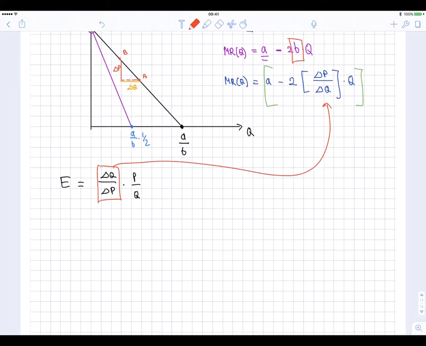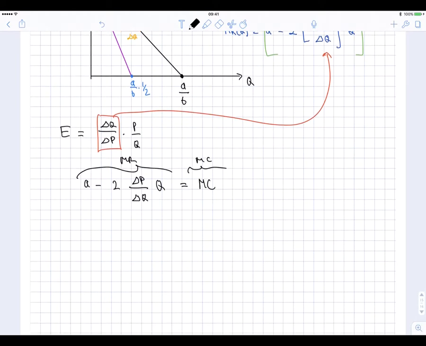But here's the idea. Marginal revenue is simply going to be A minus 2 delta P over delta Q times Q, is equal to marginal cost. Agree? This bit here is your marginal revenue. This bit here is your marginal cost. Okay, I want to manipulate this so that it looks something like P minus MC over P is equal to 1 over the absolute value of E. That's what I want, right?